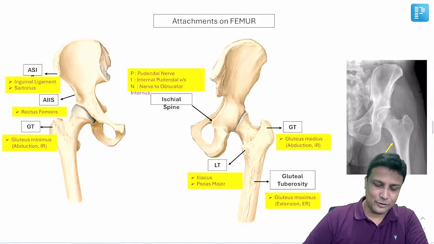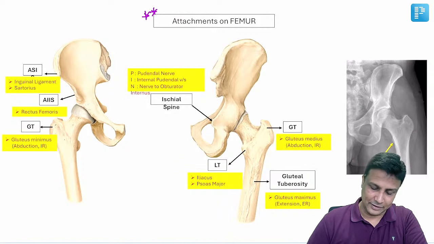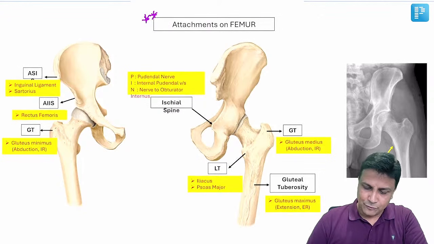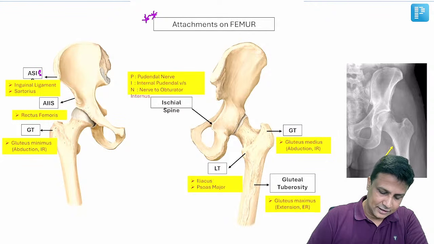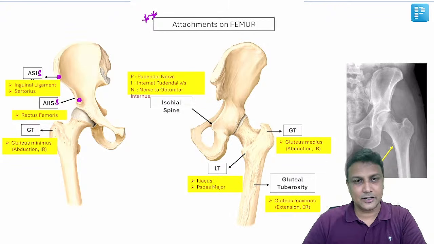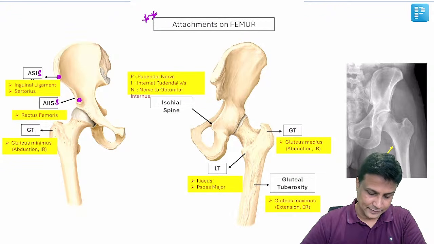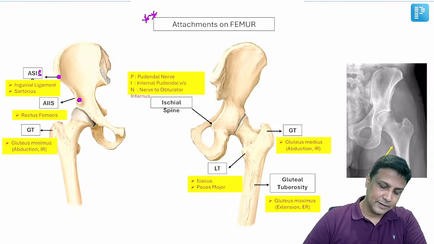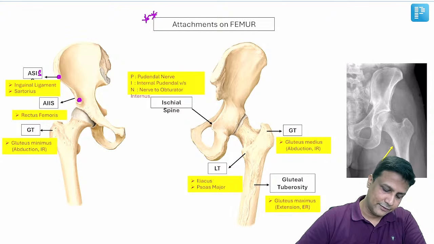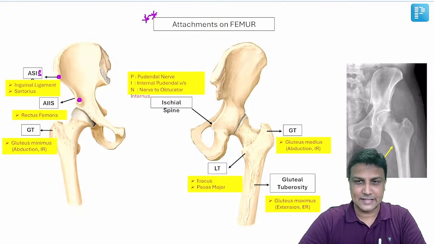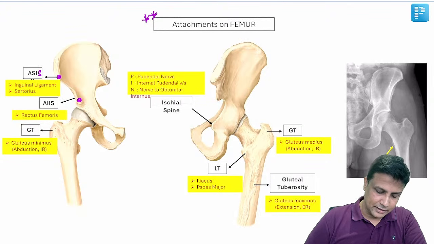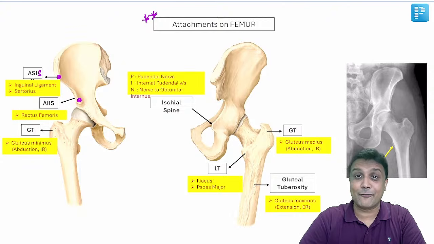Another very important concept for your INI-CET exam is about the attachments on the femur. Now, first of all, in this diagram, you're able to see this is the ASIS here, and this one here will be the AIIS. Anterior superior iliac spine and the anterior inferior iliac spine here. Now, at the anterior superior iliac spine, there will be one ligament attached here, and this ligament all the way will be going from here attached to the pubic tubercle here. That is the inguinal ligament. Along with that, there is one muscle attached there, the sartorius muscle. At the anterior inferior iliac spine, there will be one muscle originating from here. That muscle will be the rectus femoris muscle.